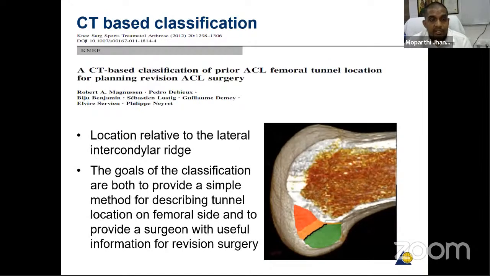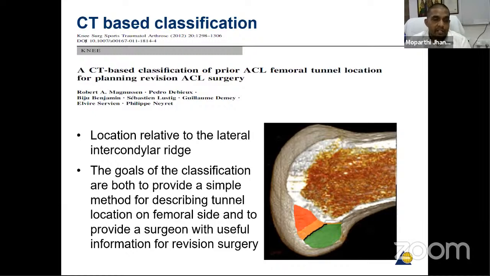CT-based classification was given by Roberts and Maxson. He has given this CT-based classification based on the location relative to the lateral intercondylar ridge. The goals of the classification are to provide a simple method for describing the tunnel location on the femoral side, and it will be very useful for information on the revision surgery. If your tunnel is in the correct position, you can reuse the tunnel from the primary surgery; for stage one reconstruction only, you can go with that.